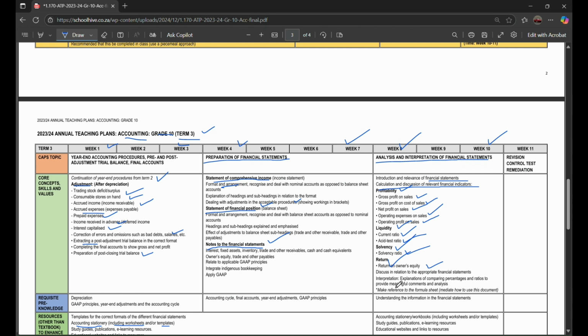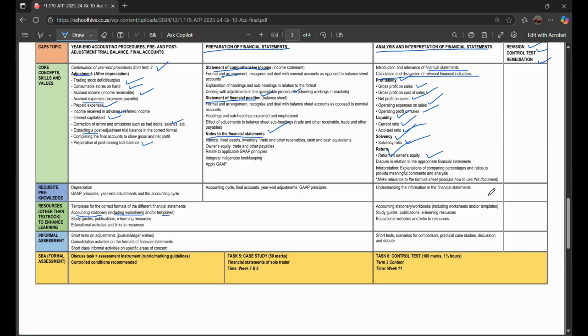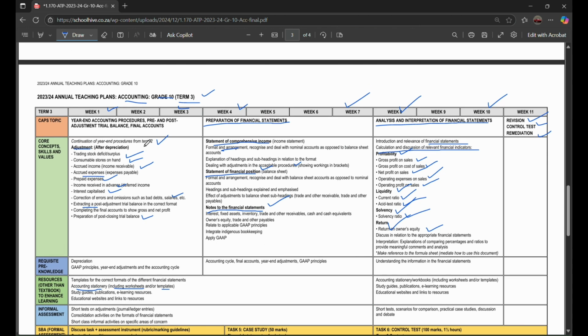and analysis. So within week 11, we are going to be done with everything, or everything of accounting grade 10 term 3 is going to be closed off. So it will be a revision, control test, remediation of everything that you have learned, or of anything that is being provided for. So these are the things that you're going to learn within accounting grade 10 term 3.